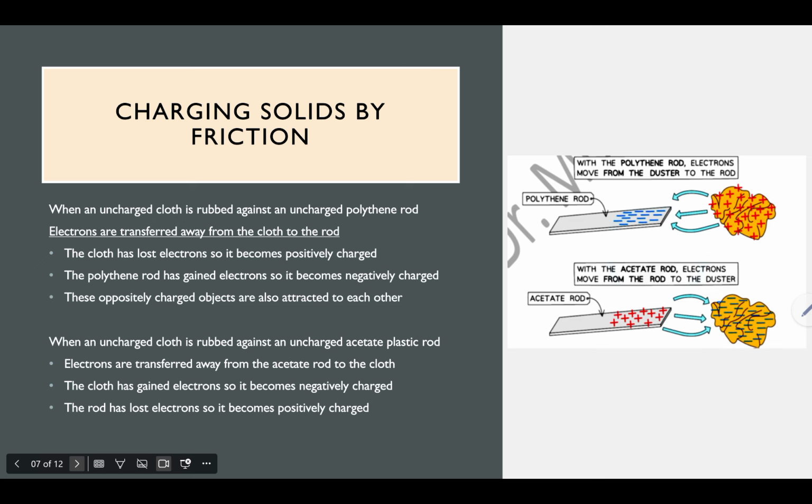When an uncharged cloth is rubbed against an uncharged acetate plastic rod, same thing, the electrons will be transferred away from the acetate rod to the cloth. The cloth would have gained electrons, becoming negatively charged, so the rod has lost electrons, becoming positively charged, and they'll eventually also attract.